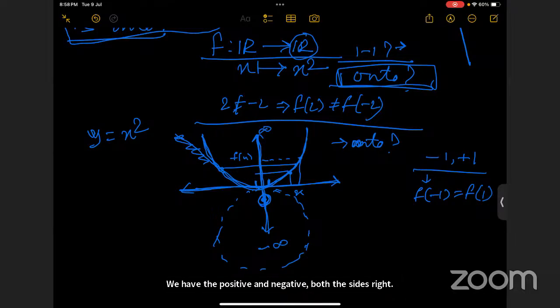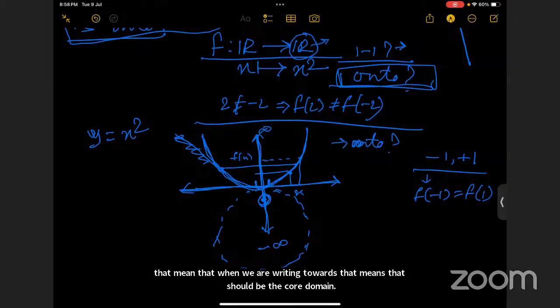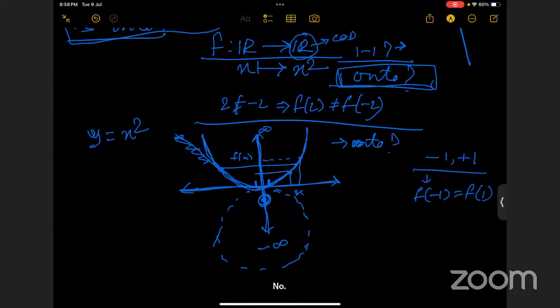When we are writing function from R to R, doesn't that mean that when we are writing the target R, that should be the codomain? Yes, this is the codomain. Okay, no problem with that. This is the codomain. But what is the range here? 0 to infinity represents the positive side. This is the range, right? Yes, this is the range.